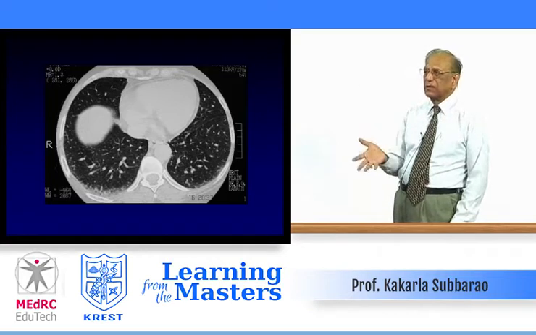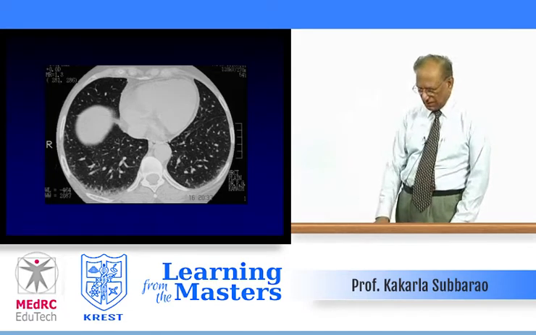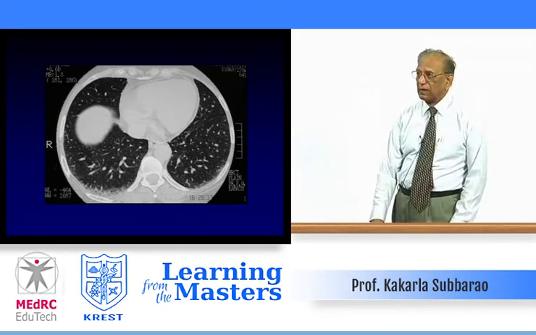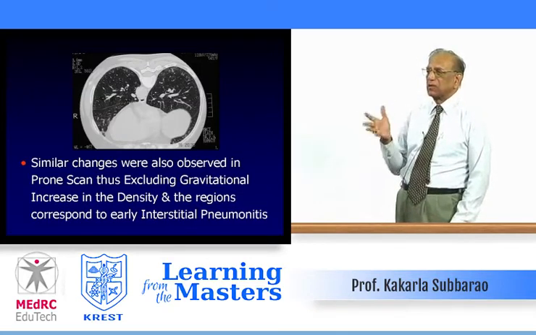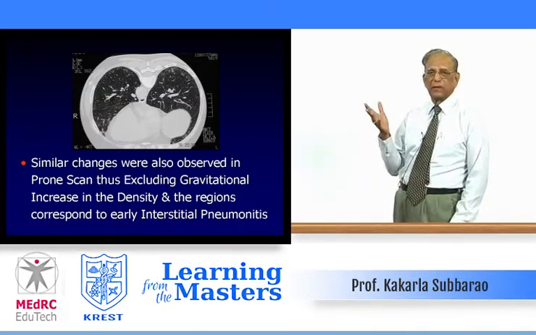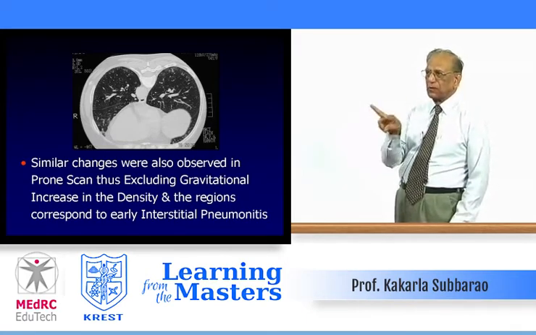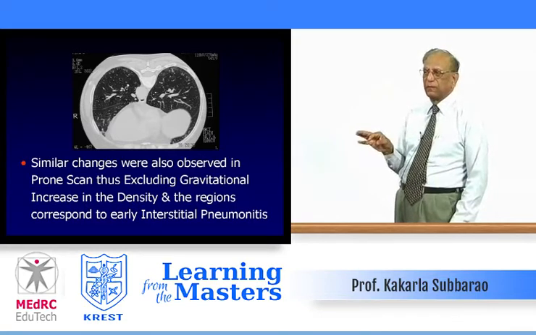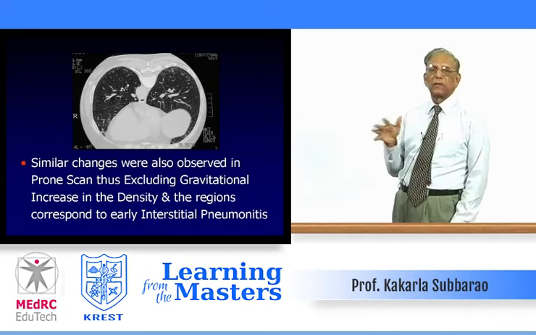And you could see the CT. Again, lower zones are more prominent than the rest of the lung. Similar changes were also observed in the prone scan. See, occasionally in a supine scan, because of gravity, the lower lobes may show some increase of bronchovascular markings. But in the prone scan also, they are present. That means it's a constant finding, excluding gravitational increase in the density, and the regions correspond to early interstitial pneumonitis.